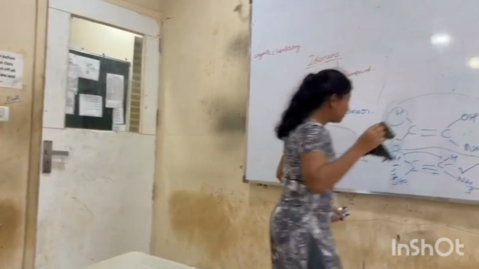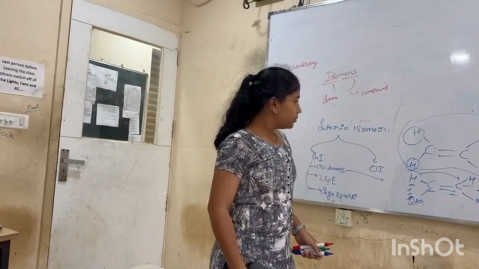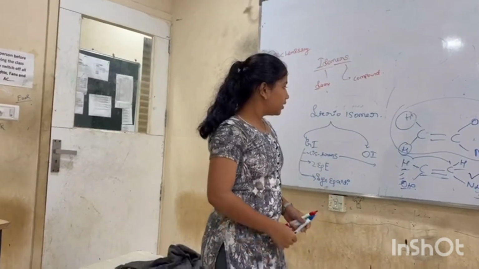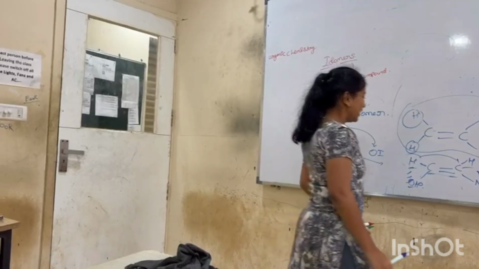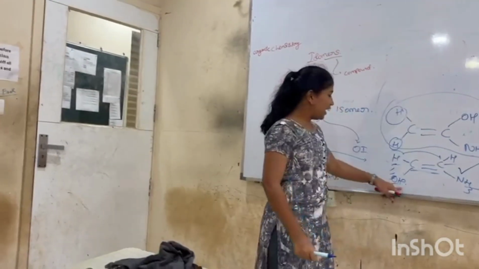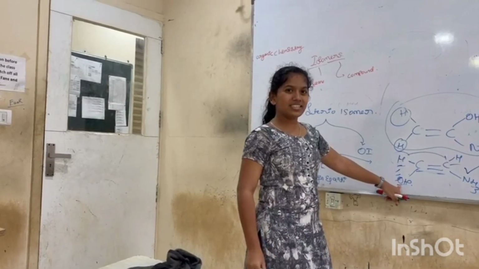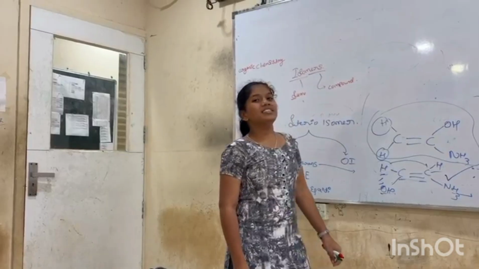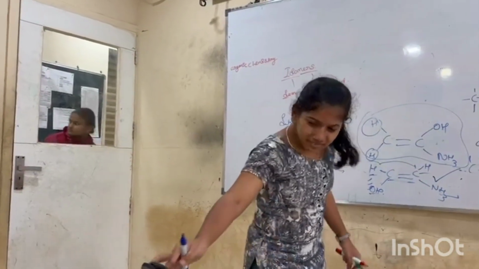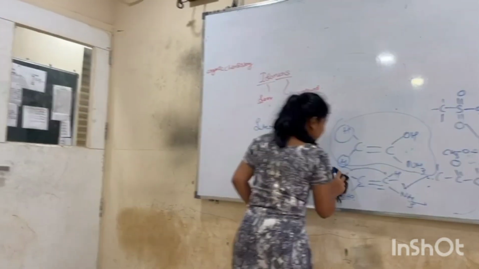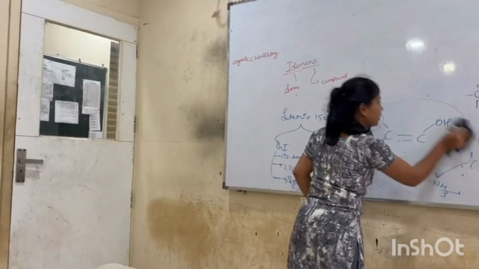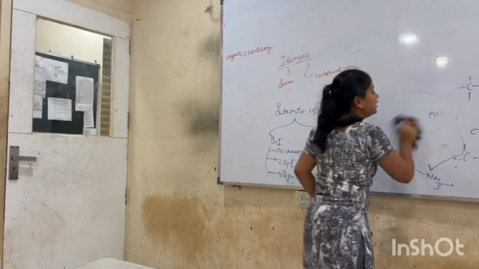No, it is connected to carbon, hydrogen. But this hydrogen is connected to oxygen. Both should be connected to electronegative atoms, right? This is cis-trans isomer.